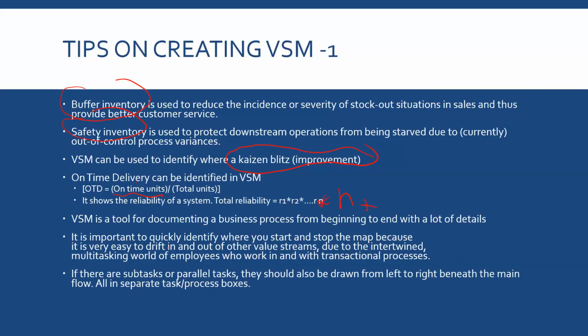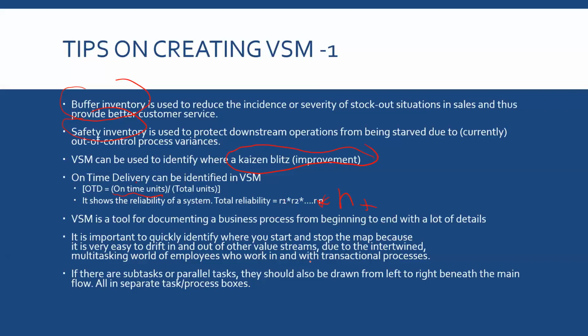Sometimes it's very easy to drift in and out of other value streams. Why? Because we're in a multitasking world. We have employees who are working on different stations, different processes, so sometimes things get mixed up, and you have to be able to avoid this and focus on one stream. Again, it is important to quickly identify where you start and where to stop with the map, because it is very easy to drift in and out of other value streams due to the intertwined multitasking world of employees who work in and with a transactional process.